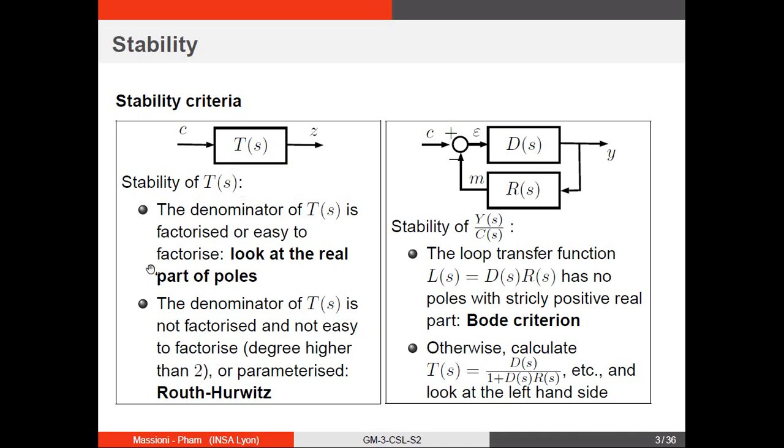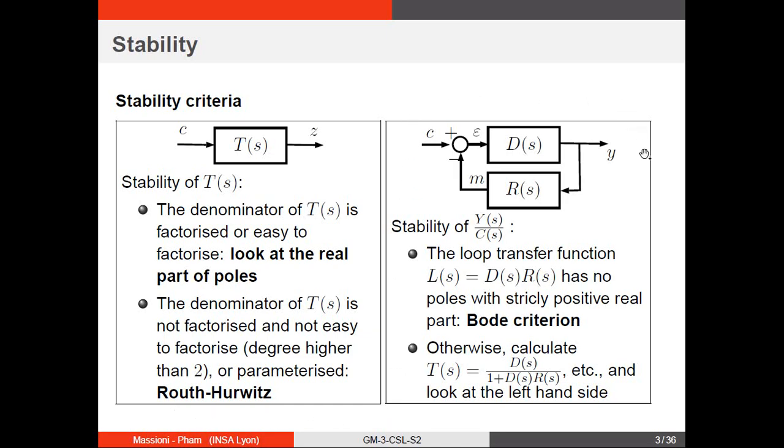If you do not have a computer and the denominator of T is not factorized, so it's not easy to find out the roots of this denominator, then you might want to use the Routh criterion as a last resort. Another case where you might want to use the Routh criterion is when you study the stability with respect to a parameter. In this case you might want to use this criterion instead of trying all the possible values of the parameter and computing the poles subsequently.